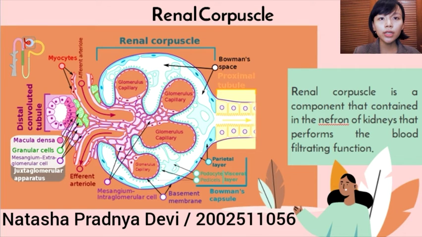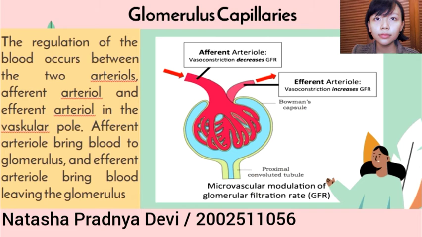The renal corpuscle is a component contained in the nephron of the kidneys that performs blood filtration functions. Every renal corpuscle consists of a capillary called the glomerulus, surrounded by a double-layer epithelium called the Bowman capsule. Not only that, the renal corpuscle also consists of several histological components such as mesangial cells, podocytes, the juxtaglomerular apparatus, and the glomerular basement membrane.